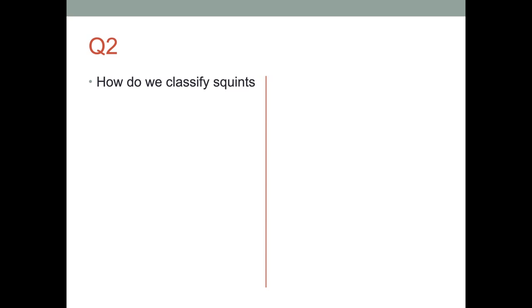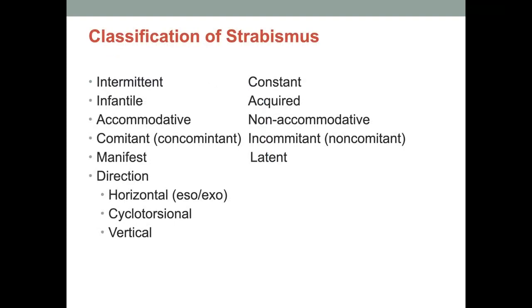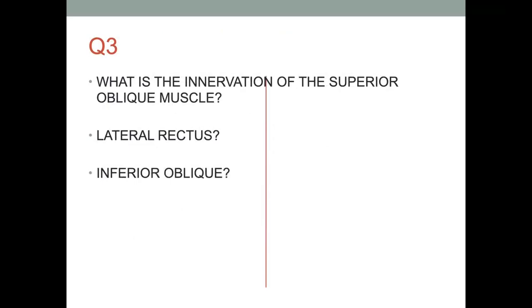Any other ways we classify squints? Infantile versus acquired. Yes, that's correct. All right. So just to remind you, it can be infantile versus acquired, as your colleague just said, intermittent versus constant, accommodative versus non-accommodative, manifest versus latent, and according to your direction of gaze.